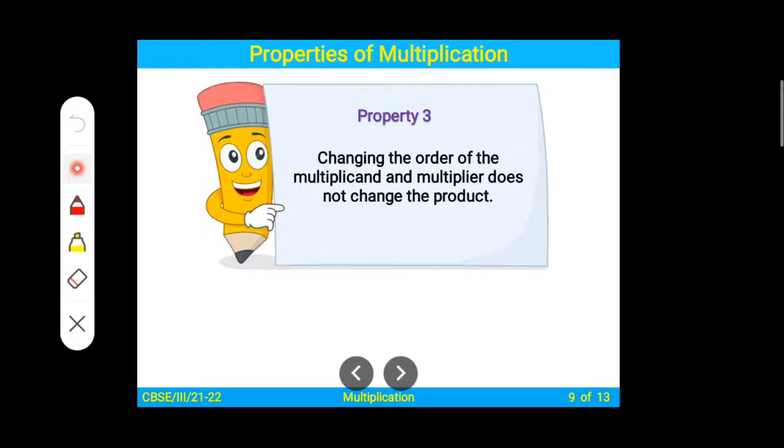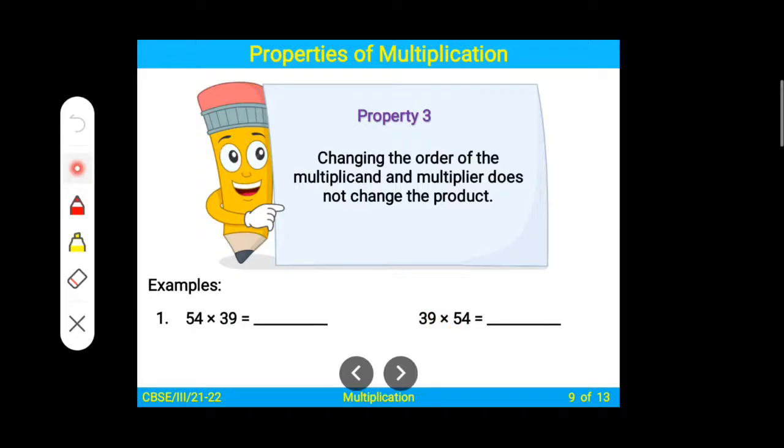So what will happen? What is your third property? Changing the order of multiplicand and multiplier does not change the product. Product means the answer of multiplication, right? So this is the third property. So what should you write? 54 multiplied by 39 equals 39 multiplied by 54. Both have the same answer.